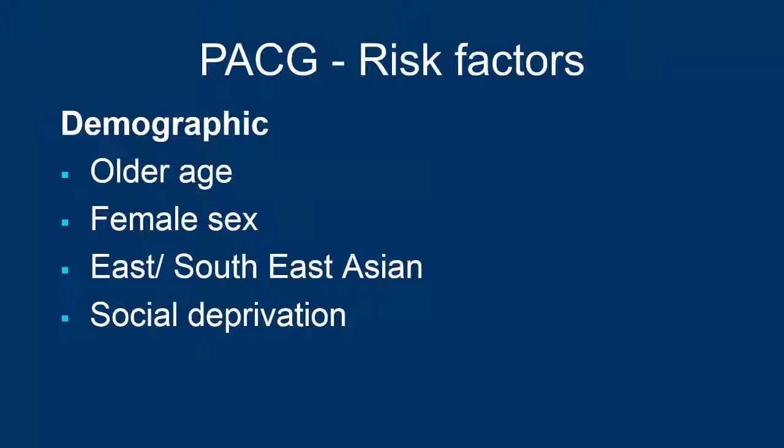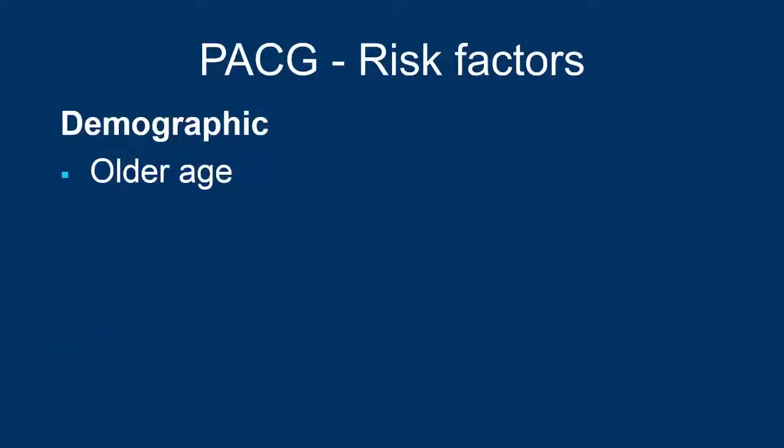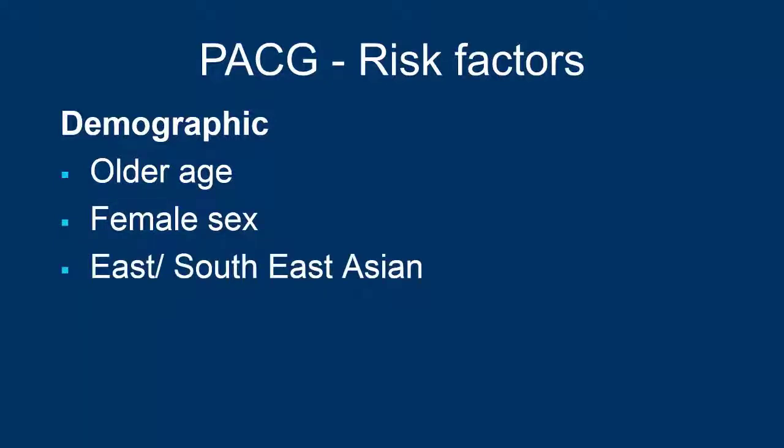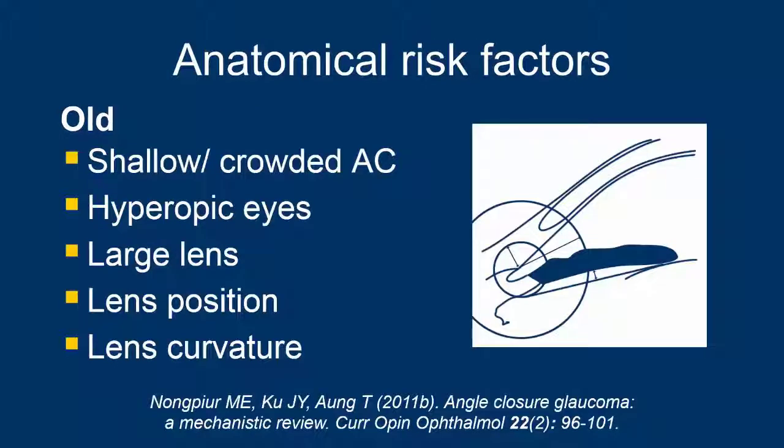Risk factors. A lot of this comes down to biometry and the relationship between the lens and the rest of the eye. As people get older, the lens increases in size, and so the prevalence of angle closure goes up. Women and Southeast Asian populations are more likely to have angle closure, and this is probably due to them having smaller eyes. So a big lens in a small eye is going to predispose to this, and I'll come back to social deprivation later. And this is just focusing in on those biometric risk factors.